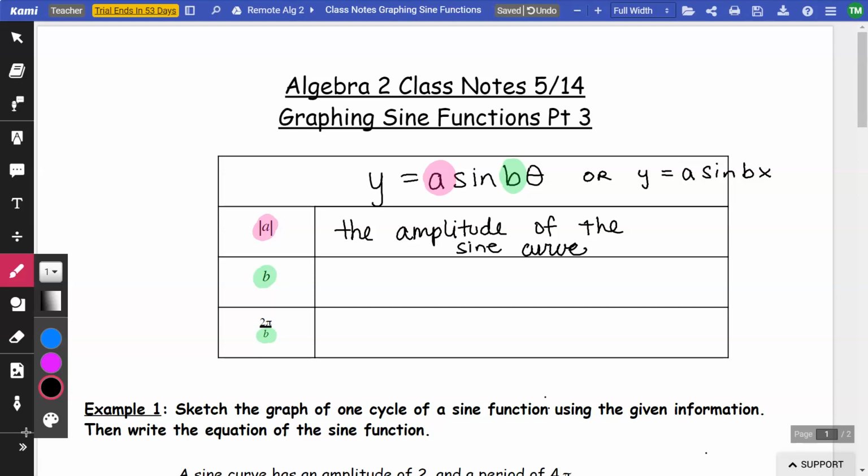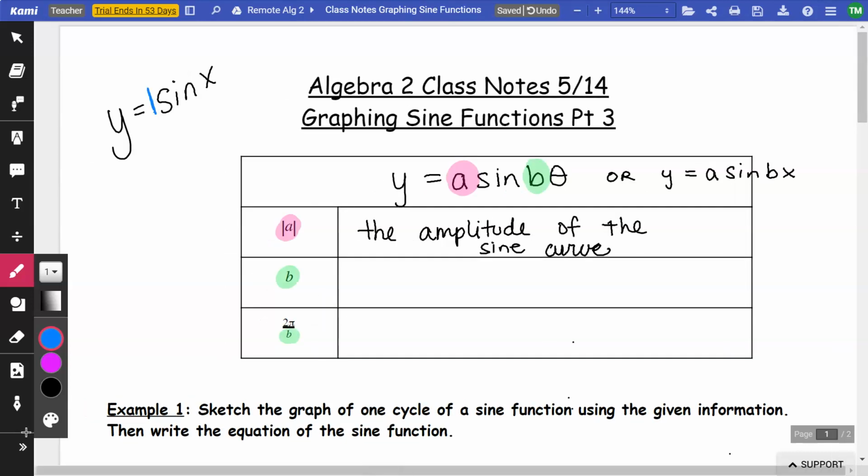So if you go back and you look at our notes from the past 2 days, so graphing sine functions part 1 and part 2, and you look at y is equal to the sine of x, what number is technically being multiplied by the sine of x out in front here? Isn't there technically a 1? Well, if you look at the graph of y equals the sine of x, what's the amplitude of that function? And all those graphs we made. Wasn't the amplitude 1? Yeah, so whatever the absolute value of that number is the amplitude of our function, or the sine curve.